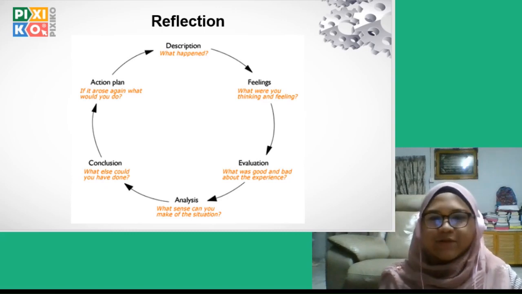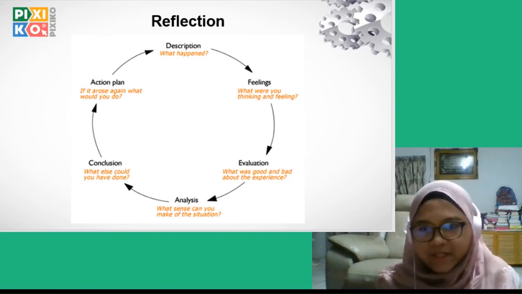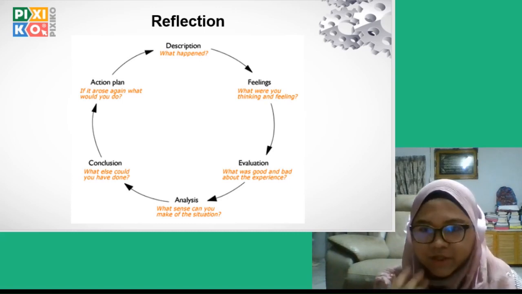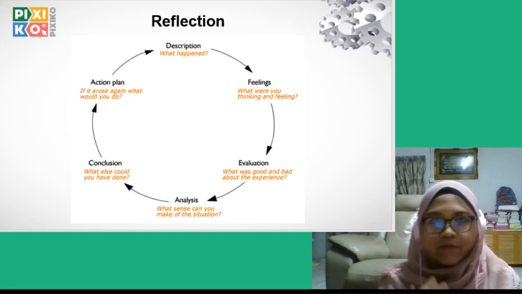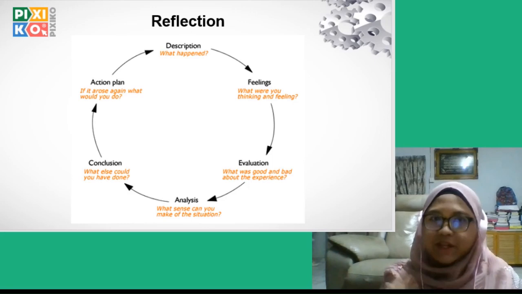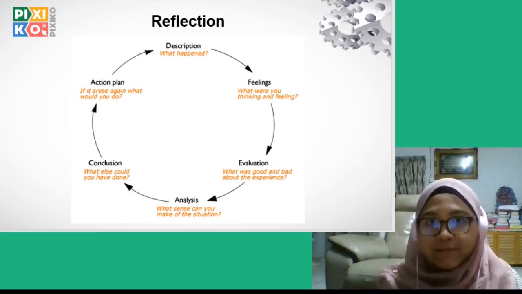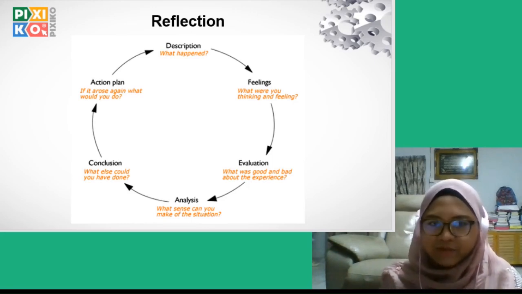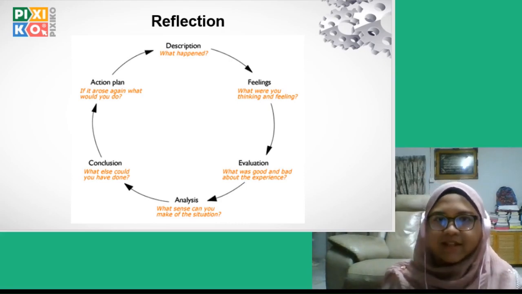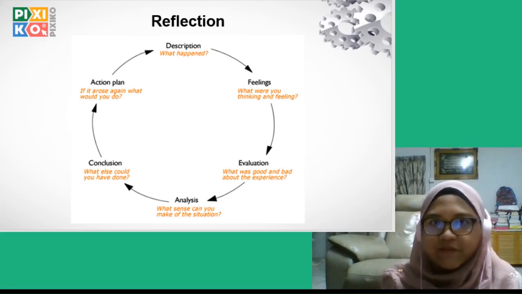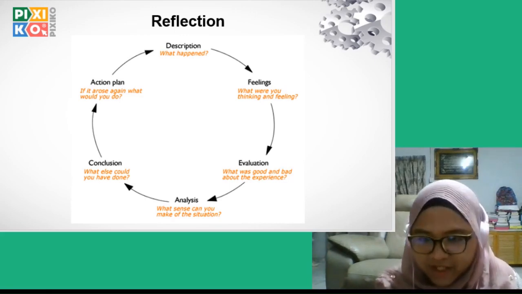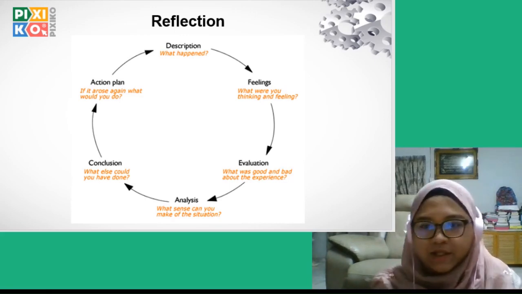So the last would be the action plan. If it arose again, so what would you do? So in our opinion, we will let the members know the expected outcome of the project, and we should also let them know that they should give cooperation and we should help each other so that we can be more proactive in our group. We should also be transparent with each other, give honest feedback, give honest advice, and also correct any mistakes that they have done so that we can improve our work quality together.